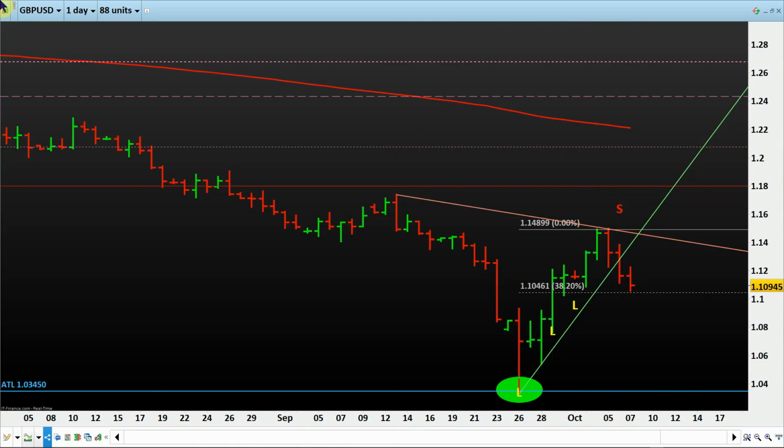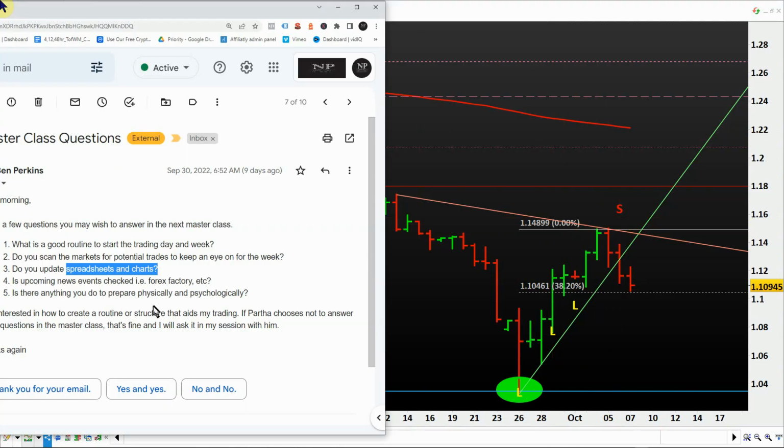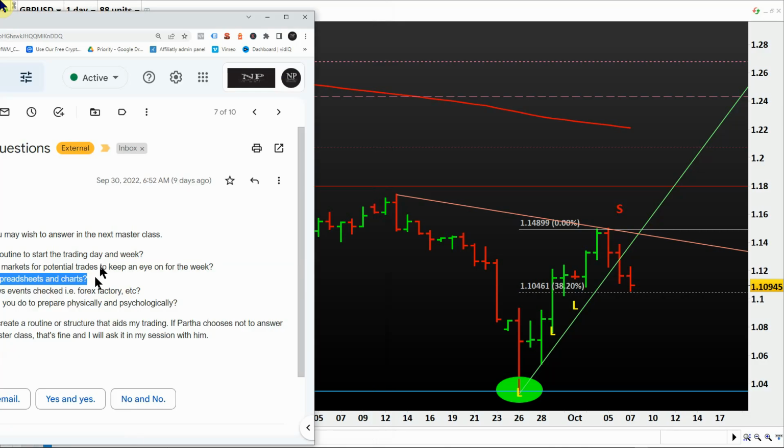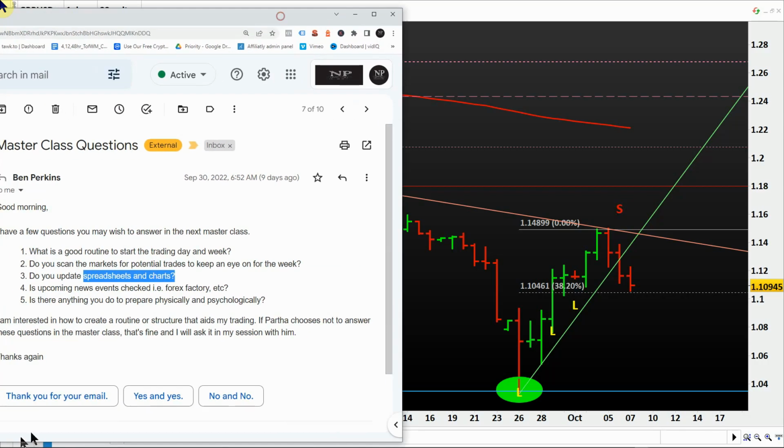So this way, Ben, I try to explain how I update the charts with a dynamic Fibonacci. This is the only way I update my charts. Did I answer your question, or are you asking something else? When you ask about updating your chart, I'll go to update the spreadsheets. No, that answered it perfectly. Thanks, Arthur. Very good.